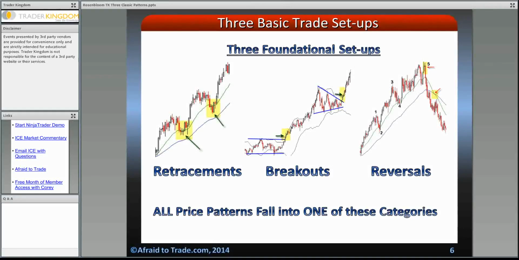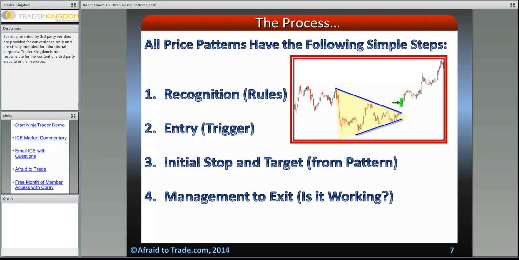Every single price pattern that you'll ever trade, and for that matter, every single trade that you'll ever take, is going to fall in the context of one of these three: either a retracement, a breakout, or a reversal. And there are metrics and methods and strategies and tactics and techniques that are unique to each of these. So just keeping it simple again. Every single pattern has these components, and as we go through the rest of the presentation, that's what we'll focus on.